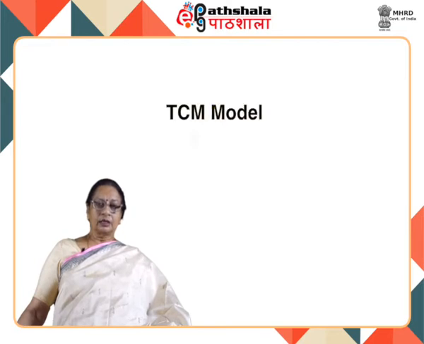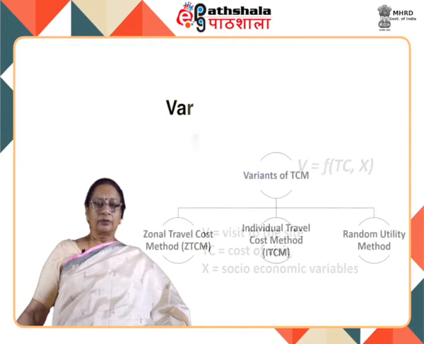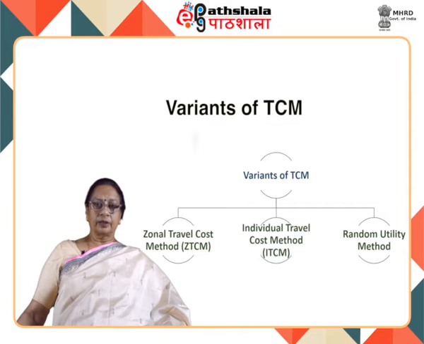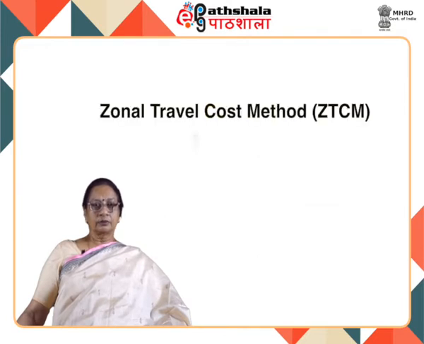TCM model. A simple TCM model can be defined as V is the function of TC and X, where V is the visit to the site, TC is the cost of visit, and X is the socio-economic variables. Variants of TCM. There are three variants of TCM: zonal travel cost method, individual travel cost method, and random utility method. Zonal travel cost method.